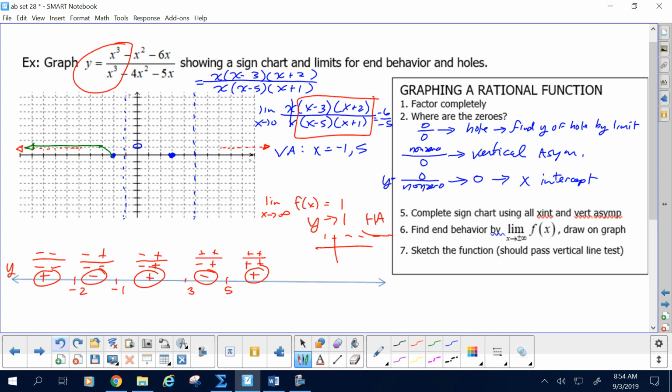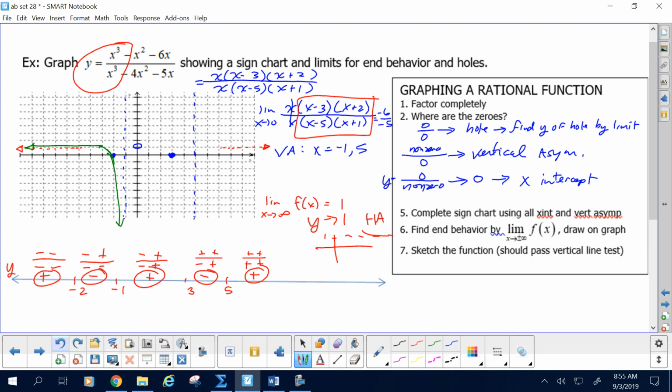And between negative 2 and negative 1, the y's are negative. So what should we do? We head down following the vertical asymptote. Be careful here. Please don't do this kind of thing. I often see this. Why is that terrible? Yeah, it's not a function. You're telling me that when I put in an x of negative 3, I get two different things? No, I do not. It's a vertical line test case. It should never curl away from an asymptote. It should pass the vertical line test.